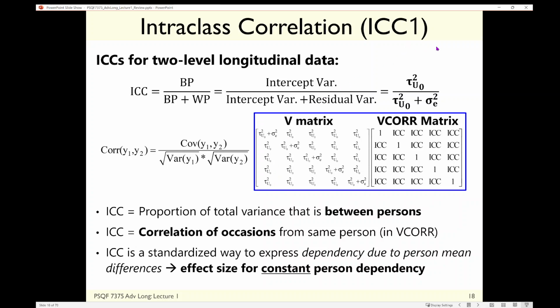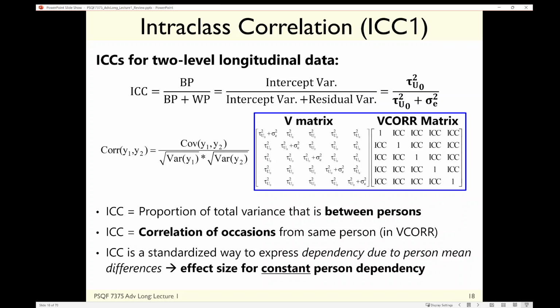So the most important thing the empty model provides us is an indication as to how much of the variation in an outcome is actually cross-sectional versus longitudinal. So, intra-class correlation, and yes, there are many kinds. This is also known in the literature as ICC1, particularly in the context of cluster data. This tells us how much of the total variability is between persons, due to person mean differences in particular. It also tells us the expected correlation of occasions from the same person.